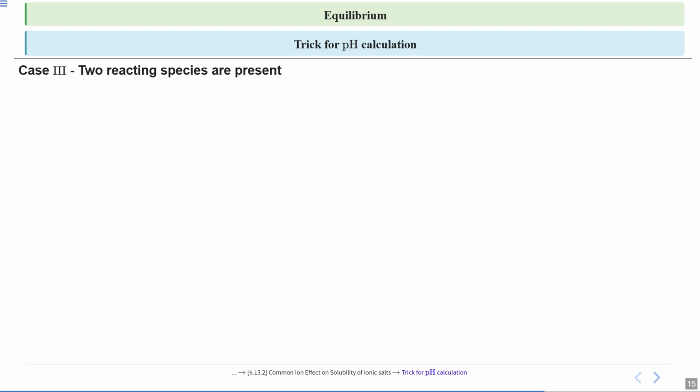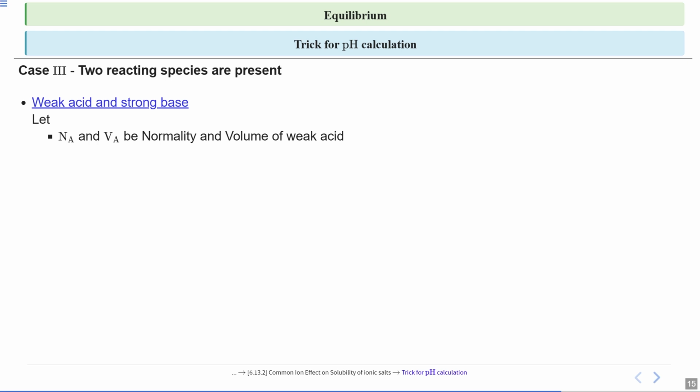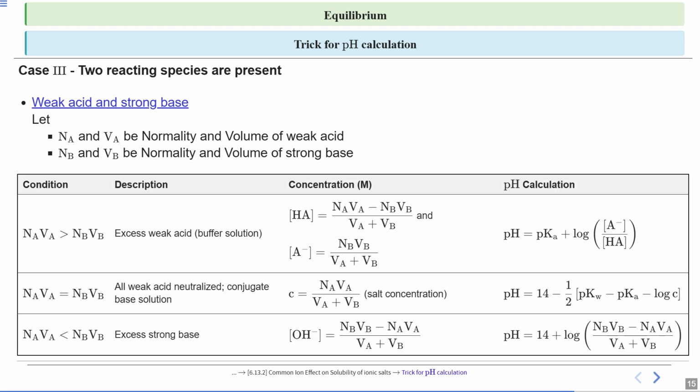Moving on to the next part of the two reacting species. In this case, we have a weak acid and a strong base. Suppose that NaVa is the normality and volume of that weak acid, whereas NbVb is the normality and volume of the strong base. Now here is the most important part.